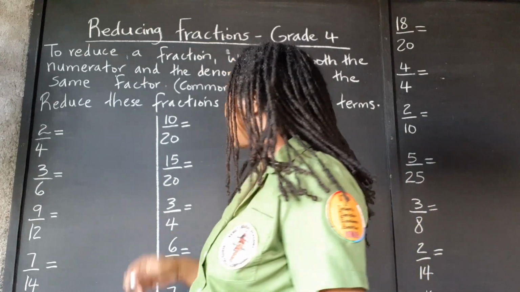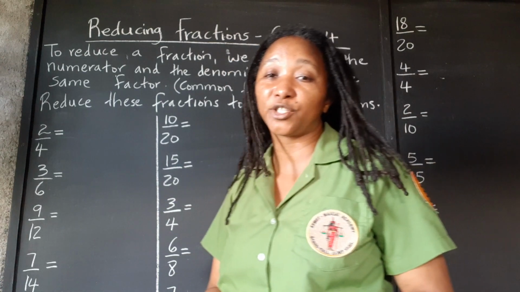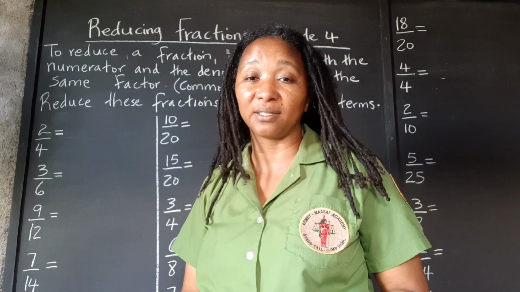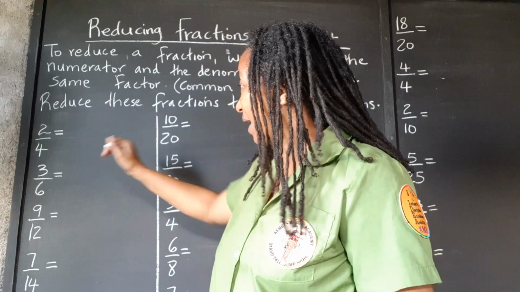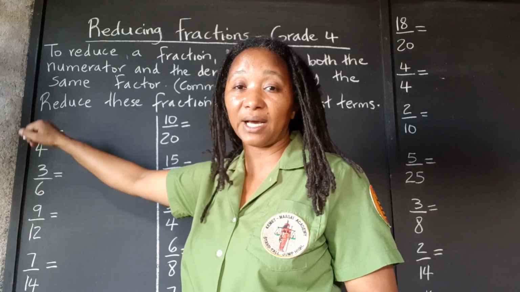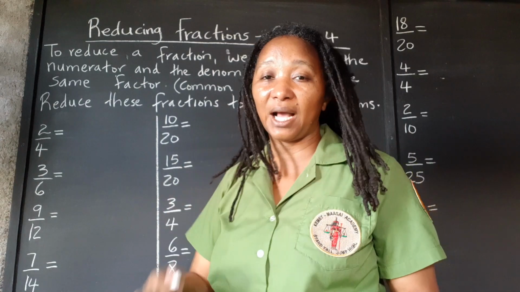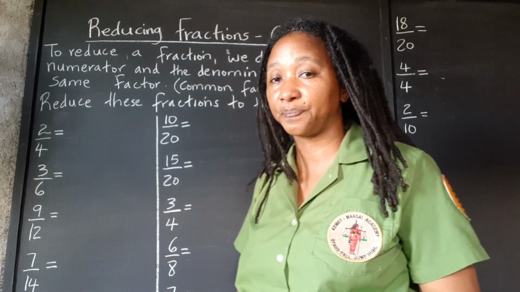So we are asked to reduce the fractions to their lowest terms. We're going to try to see if we can find a common factor, a number that can divide into the numerator and the denominator, and we're going to divide it so that we can cancel or reduce the fractions.